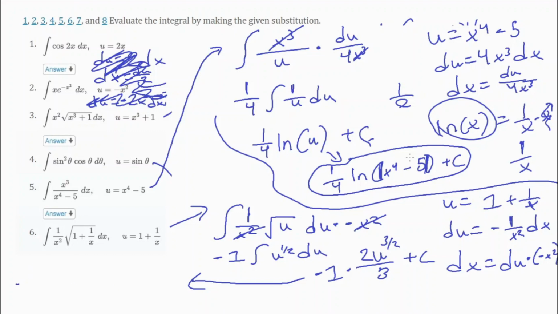So our final answer is going to be negative 2 times (1 plus 1 over x) to the 3 half power, and in the denominator we're just going to have 3, plus c over here. And we could put this as a square root with the cube inside the square root, but you could also write it as the 3 half power, that's completely fine. But that would be your final answer here.